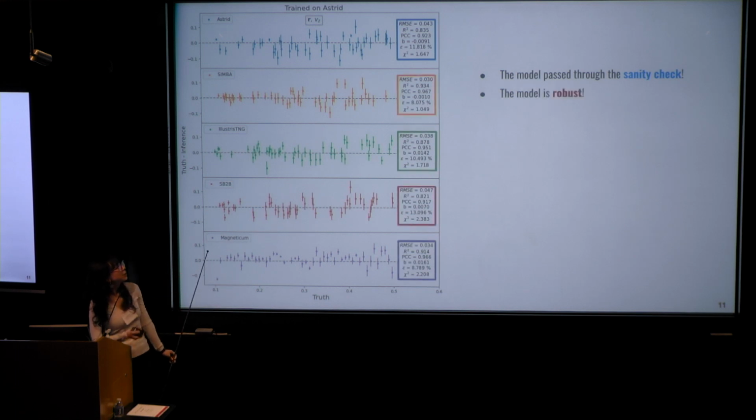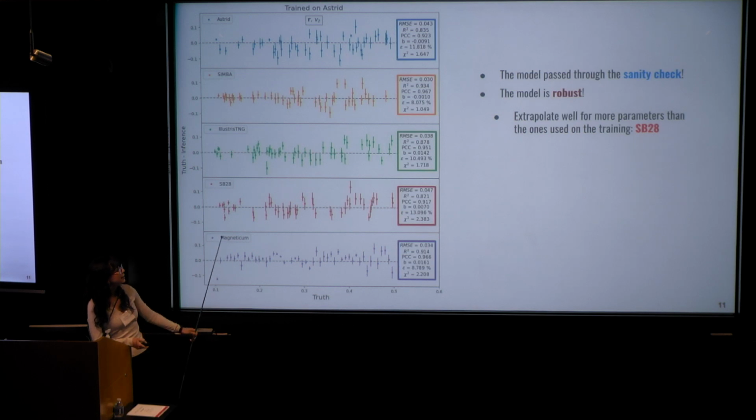And then the important thing here is to take a look at what is going on with the predictions for these other simulations. And as you can see, following this zero line for all these different simulations, all the metrics are okay as well. So we finally had a model which is robust, which can extrapolate over all these different hydrodynamical simulations. And this was the first time that we achieved a model like this.